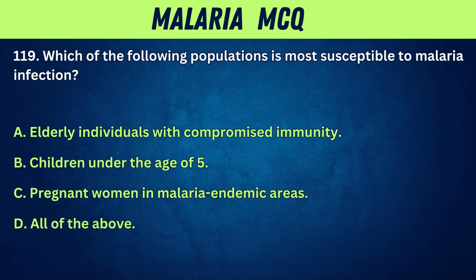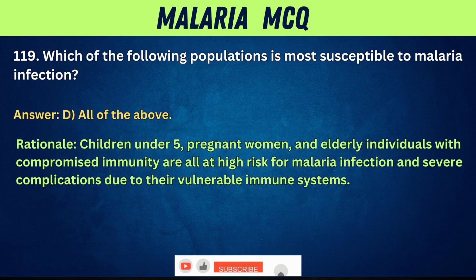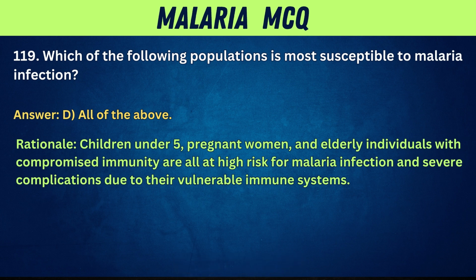119. Which of the following populations is most susceptible to malaria infection? A. Elderly individuals with compromised immunity. B. Children under the age of 5. C. Pregnant women in malaria-endemic areas. D. All of the above. Answer: D. All of the above. Rationale: children under 5, pregnant women, and elderly individuals with compromised immunity are all at high risk for malaria infection and severe complications due to their vulnerable immune systems.